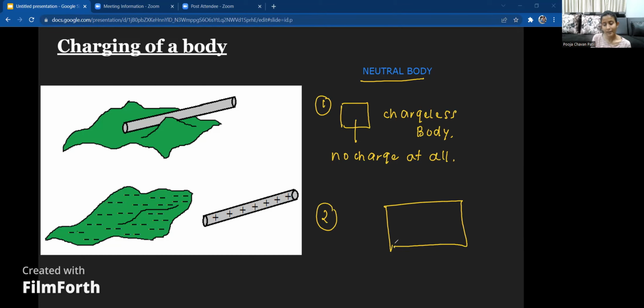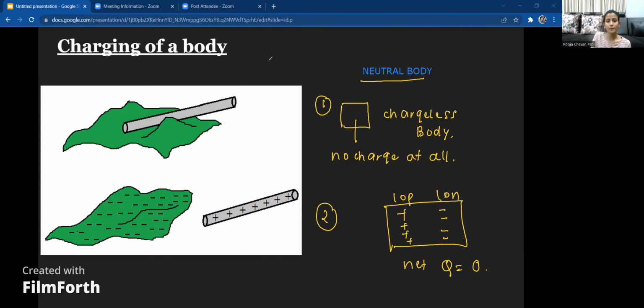The second way to understand neutral body is that we have a body in which the same amount of positive and negative charges are present. For example, if 10 protons are there, 10 electrons will be there, and because of that the net charge on this body will be 0, and hence we call this body a neutral body. Fine. So suppose I have a neutral body. Now you know the meaning of neutral body, right? It has net charge equal to 0. So if I have a neutral body and I want to charge it, what are the ways? For that we have charging of a body.